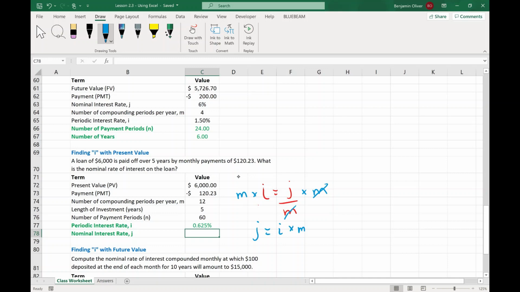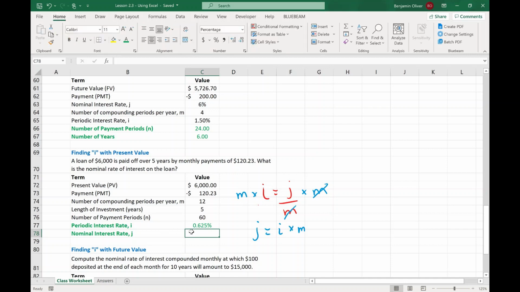Using that, going back to our formula here, our nominal rate of interest is our periodic rate of interest times our number of compounding periods per year, which is 12. So that comes out to a nominal interest rate of 7.5%. 7.501 is what they show, but to round it off, 7.5%. So that's another way of working backwards to find one item like an interest rate.